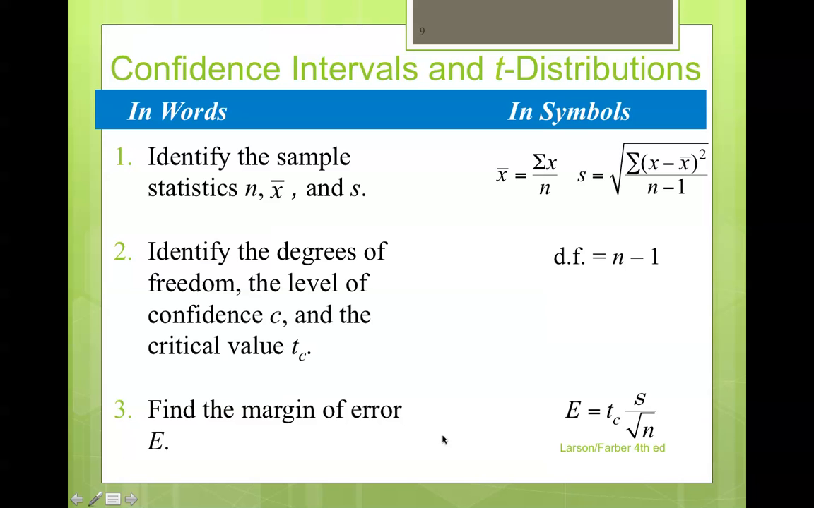Then we need to find the margin of error, which is error equals the t we just found in the previous step, times s divided by the square root of n.